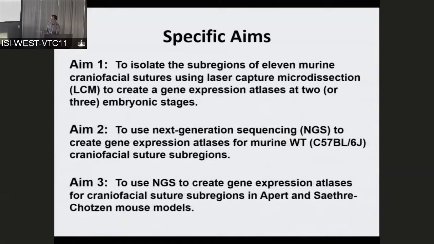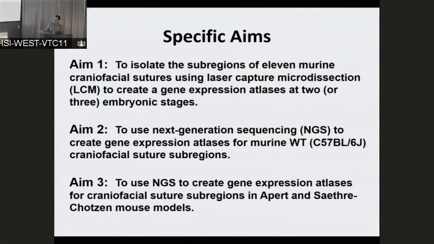So the specific aims, we have 3. Aim 1 is basically the material collection aim, and aim 2 and aim 3 are data generation. So in aim 1, we just want to isolate the subregions, and I'll expand on subregions later, of 11 murine craniofacial sutures. We're using laser capture microdissection to do this. If you could attempt to do this manually, please tell me how, because I think this is the only way you could do it cleanly. And as I said, 2, and in one case, 3 embryonic stages.